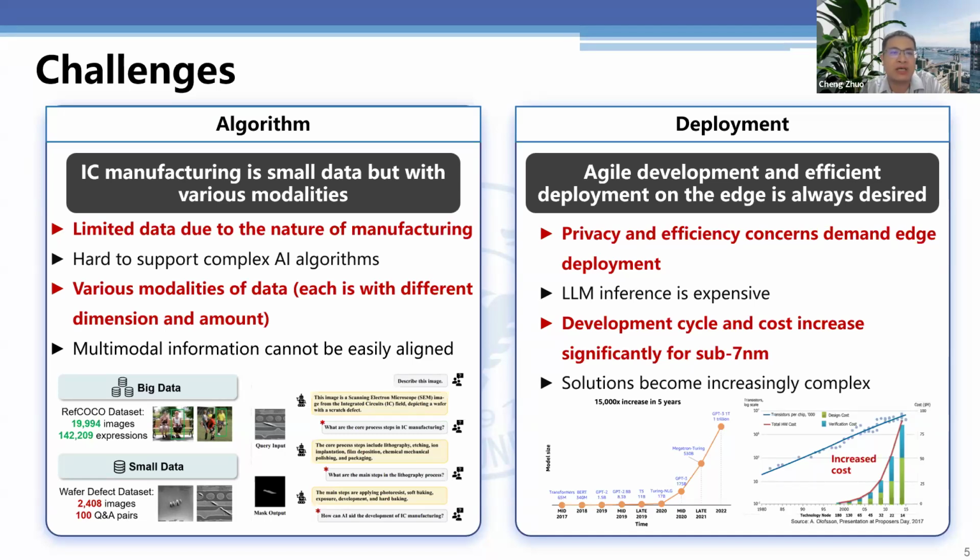So it needs deployment on the edge. Meanwhile, large language model inference is expensive, so how to deploy such a large language model on the edge is another challenge. In addition, we want the procedure to be very efficient, but development cycle and cost increase significantly for sub-7 nanometer. So agile development and deployment is another challenge.